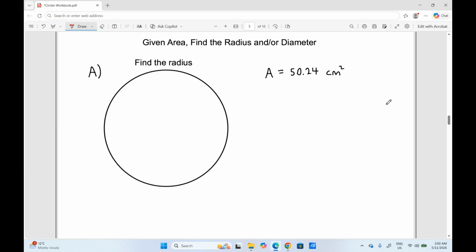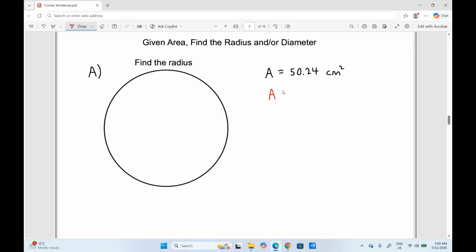Hi class, in this video we're going to be talking about how to find the radius and/or diameter when we're given the area. So for question A, I'm asked to find the radius and I'm given an area of 50.24 centimeters squared. Well, first let's write out our formula.